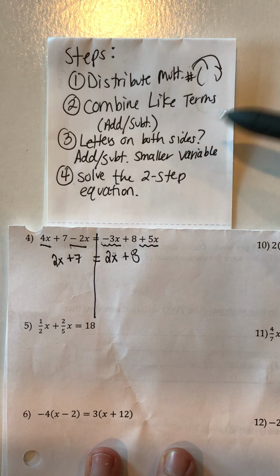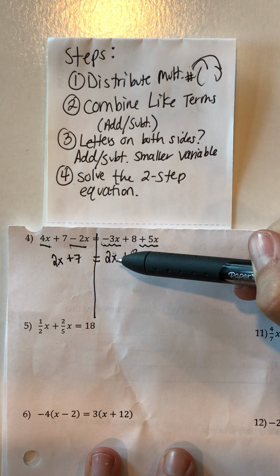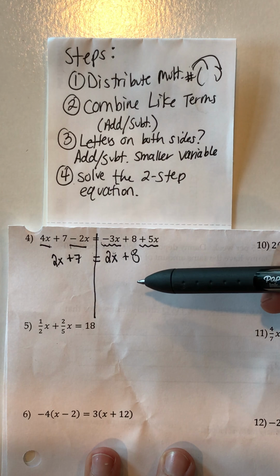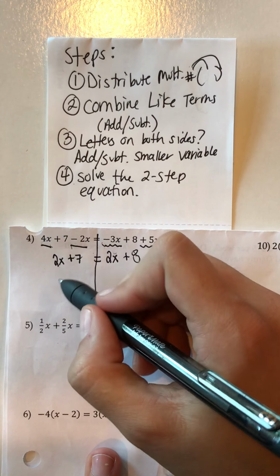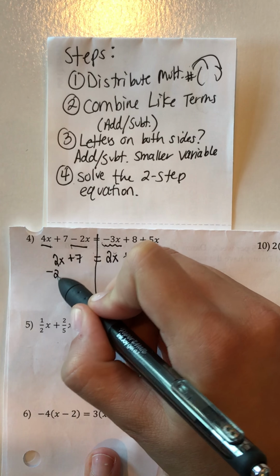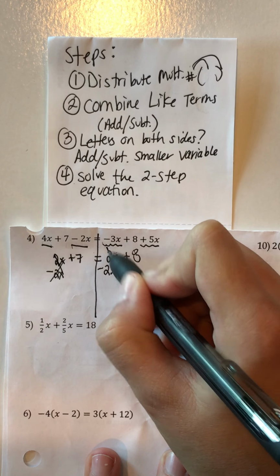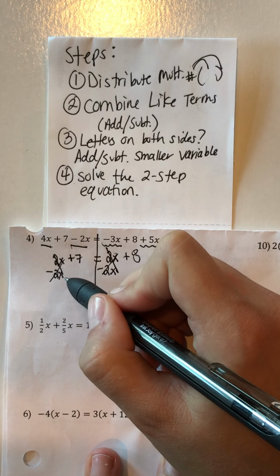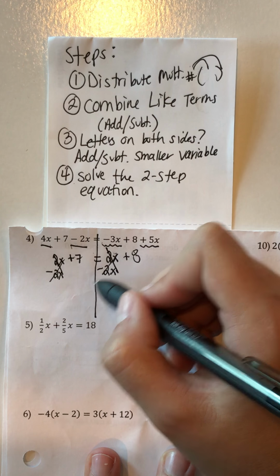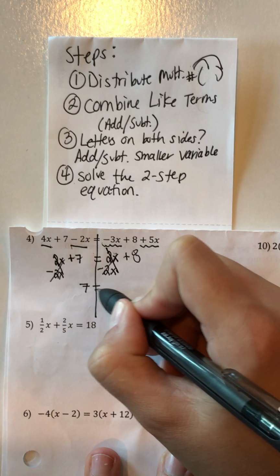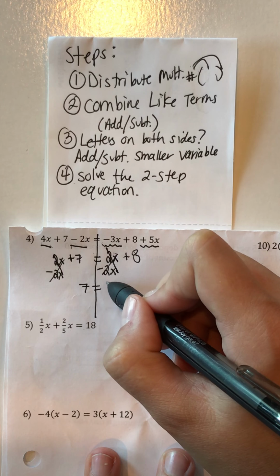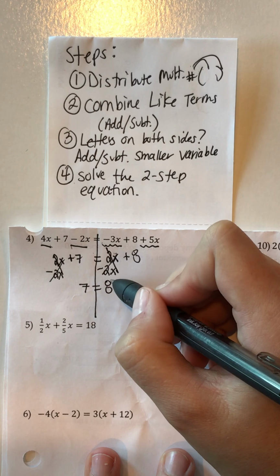Are there letters on both sides? Yes, there are. There's a 2x and a 2x. Now it says to add or subtract the smaller one, but since they are both the same, we're just going to move the one to the other side by subtracting it on both sides. And what you're going to notice is that they both cancel out. 2x minus 2x cancels, and I drop down the 7. 2x minus 2x cancels again, and I drop down the 8.